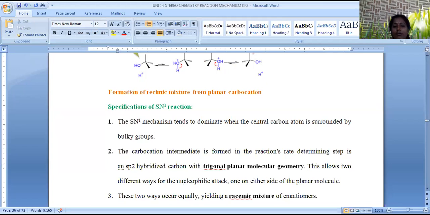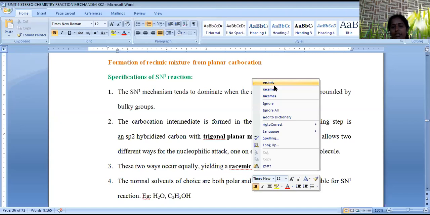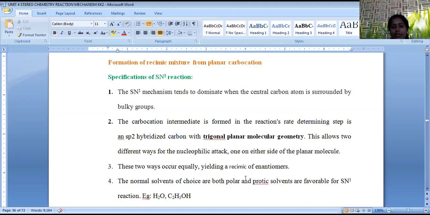The formed carbocation is sp2 hybridized, which has trigonal planar geometry. Then the nucleophile attacks in two ways, giving a racemic mixture. Because the attack of the nucleophile takes place from the front as well as the back side, because of planarity, we get a racemic mixture here. A racemic mixture is nothing but 50% dextro and 50% levo configuration.